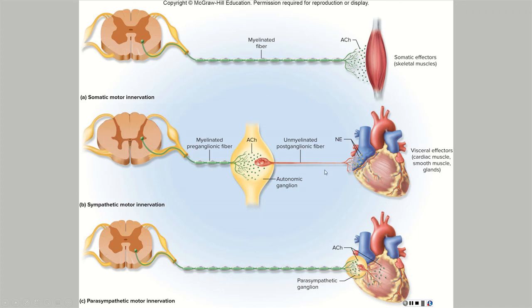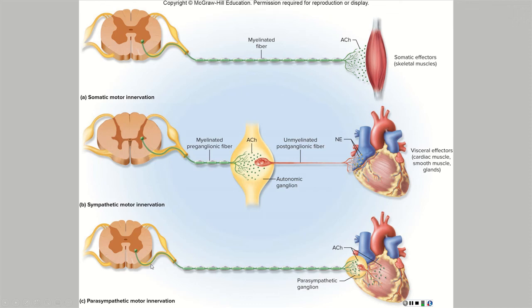So what does that mean? The preganglionic sympathetic neuron is very short. The ganglion is right next to the spinal cord. The postganglionic neuron is very long. Preganglionic neuron, very short. Ganglion, right next to the spinal cord. Postganglionic, very long.